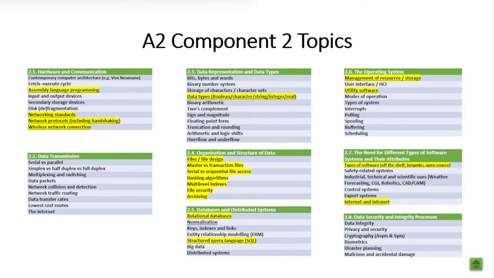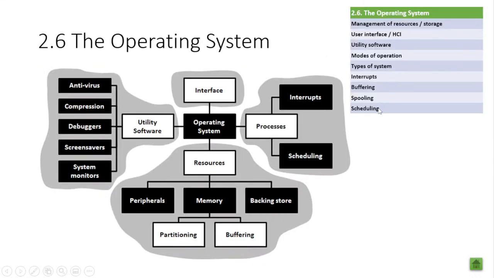Management resources, so that's operating systems, networking, buffering 2.6. Mm-hmm. 2.6, operating system. Okay. A lot of people saying operating systems. All right, so what I'll do is I will start off. I said before, it is WJEC Eduqas. So let's have a look then at our operating systems.